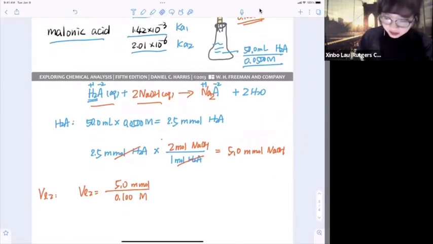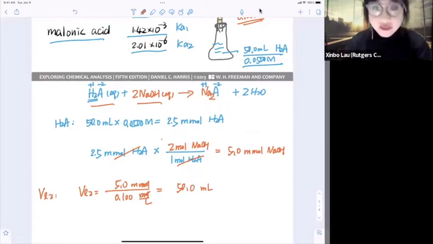So what's molar? Let's translate. It's moles per liter. That cancels out, the unit will be milliliters, and this comes out as 50. So you need 50 mL to reach the second equivalence point, where you completely reacted the acid with the strong base you're using to do the titration.